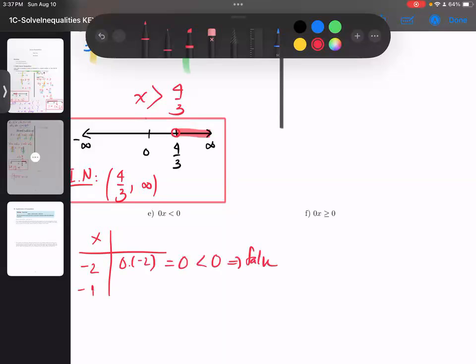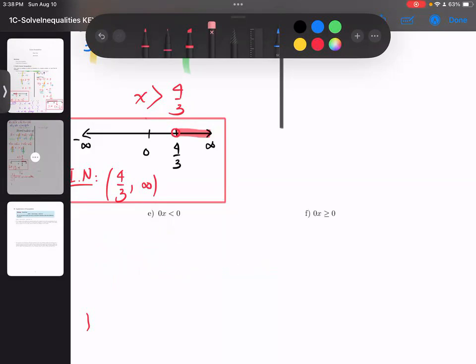Same thing. If you replace x with -1, 0 times -1 is still 0, and 0 less than 0 is still false, right? So any value, let's try a positive. Say 3 for x, 0 times 3 is still 0, and 0 is not less than 0. So whatever x value you pick, this inequality is always a false statement. So there's no solution to satisfy this inequality. So we say no solution. That means no solution.